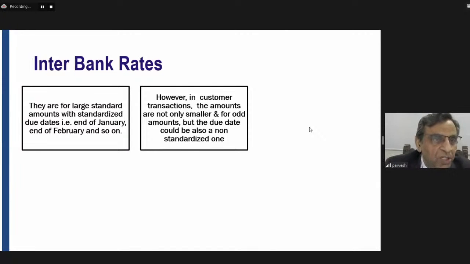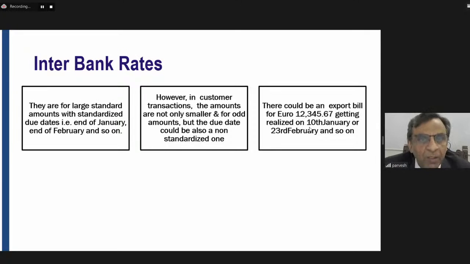However, in customer transactions, the amounts are not only smaller, but odd amounts, and the due date could also be a non-standardized one. It's not always that we are going to pay money on 31st of December or 31st of January, since the interbank rates are only given for the month ends. So how do we solve this puzzle? If I have to pay a very small amount, for example, there can be an export bill of euro 12,345.67. In terms of interbank rate, this is a very small amount. I'm going to realize this money on 10th of January or on an odd date like 23rd of February. So how do we arrive at a rate on that particular date?